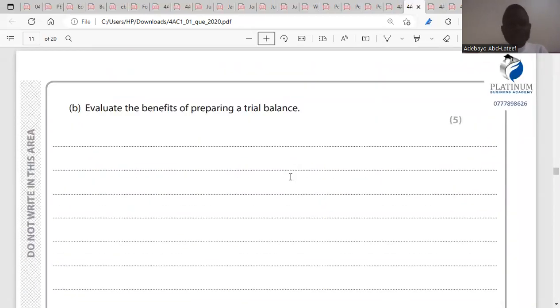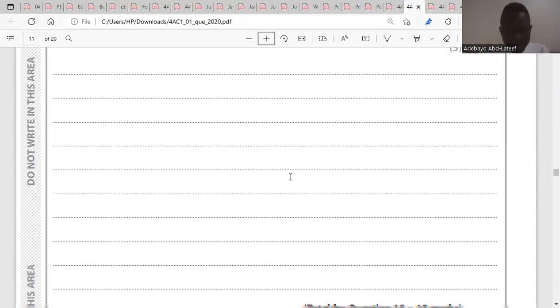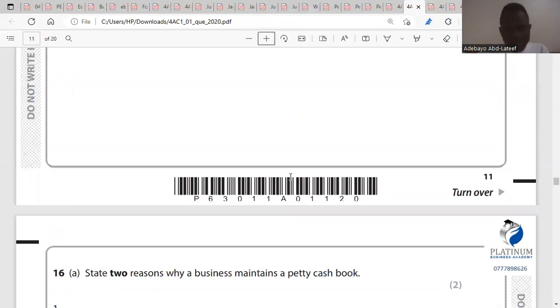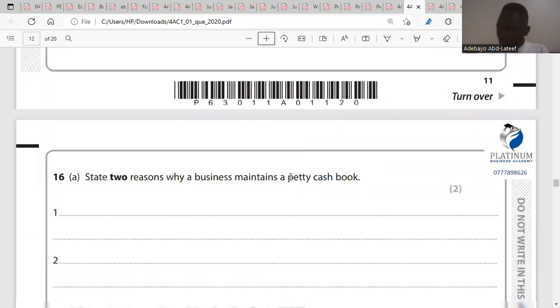It said, evaluate the benefit of preparing a trial balance. We prepare a trial balance to check the arithmetic accuracy of our transactions. But sometimes the trial balance will not detect the errors, because your trial balance might still balance with errors. Do you understand? Do you get my point or not? Okay. So we use the trial balance to check the arithmetic accuracy of our transactions. Is it clear? All right. We go to question 16A.